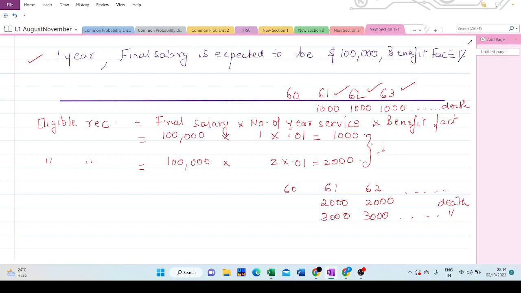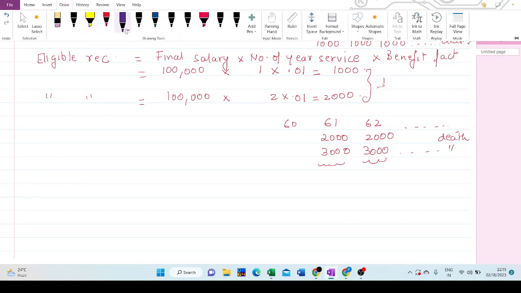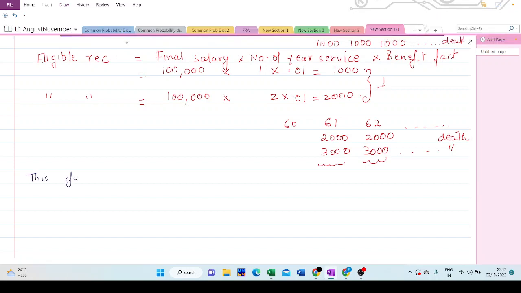Now this future payment receivable by the employee, is this a revenue for the employer, or is this an asset for the employer, or is this a liability for the employer? Liability. Yes. This future payment receivable by the employee is a liability for the employer. Please write this down. This is very important. This future payment receivable by the employee is a liability for the employer.